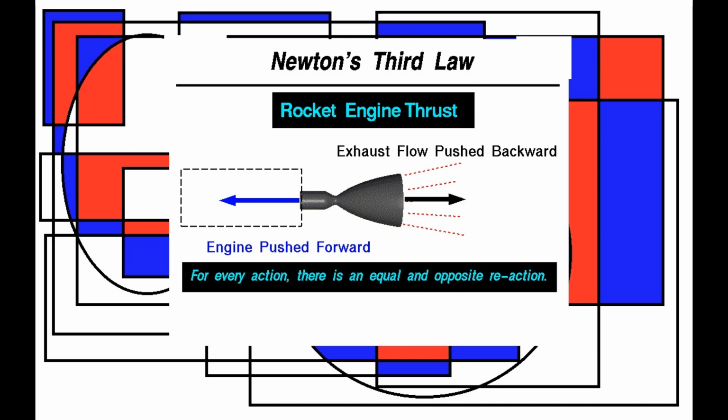For this diagram, you have Newton's third law explaining why a rocket engine can thrust. So if the fuel is reacting in the engine, in the rocket, and then it expels gases backwards. But because you've got gases expelling backwards, the rocket will move forwards. So the exhaust flow is pushed backwards, the engine will push the rocket forwards. So for every action, there is an equal and opposite reaction.